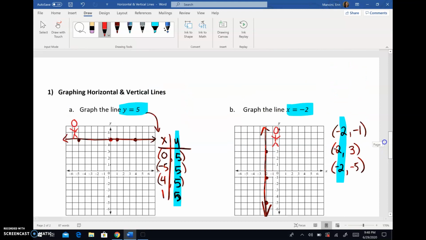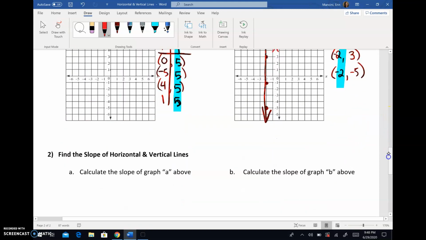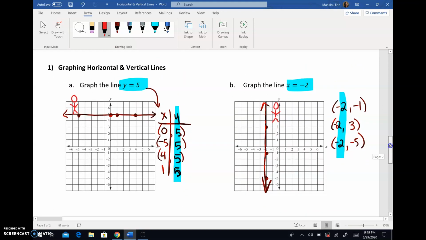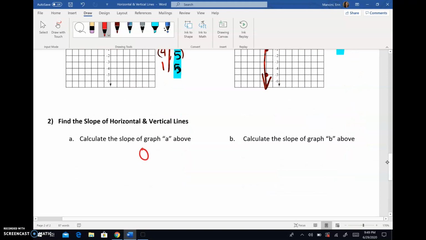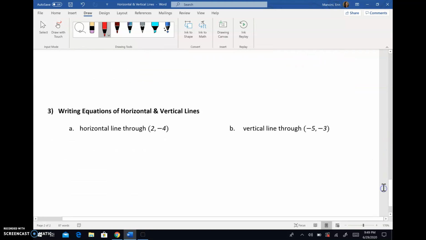So first for graph A, which is this first one here, the slope is going to be 0 because it's like the mountain where you never move. And for graph B, the slope is going to be undefined because it's like that graph where you fall to your death. And that's always consistent, so that's kind of nice.